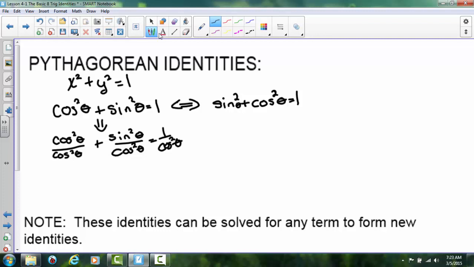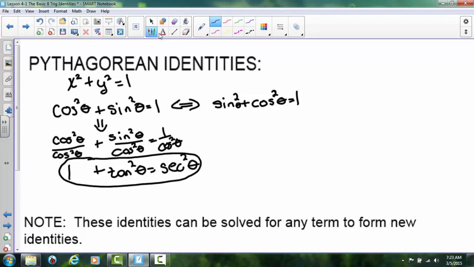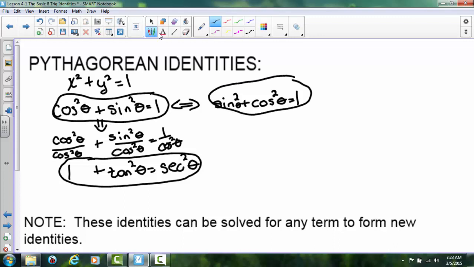Okay, cosine squared theta divided by cosine squared theta is 1. And then sine squared over cosine squared, that's tangent, so tan squared theta. And 1 over cosine squared was secant squared. Okay, so we've created another identity here. So this would be one of our identities that we could use. This is also an identity we can use. And here's another. Okay, and then the ones we listed on the front page.